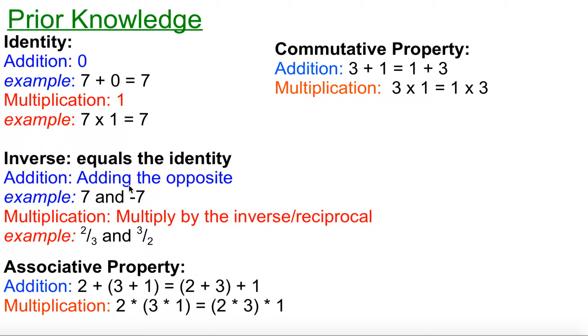For addition, we're going to add the opposite. For our multiplication, we're going to multiply by the inverse or the reciprocal. And we remember that reciprocal is if we have a fraction, we take it and flip the fraction. The numerator becomes the denominator and the denominator becomes the numerator. And then we have our two properties, the associative property and the commutative property, where we can change the order or the grouping of our numbers and it's not going to change our outcome.